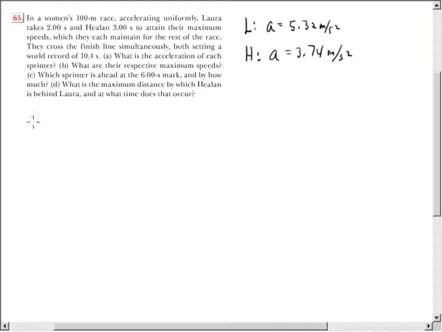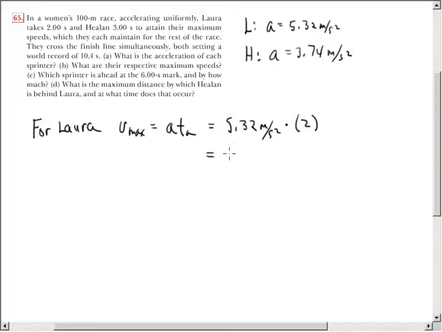For Laura, we have that Vmax will be equal to acceleration times the acceleration phase. And that's simply going to be equal to 5.32 meters per second squared times 2 seconds, which is equal to 10.64 meters per second.